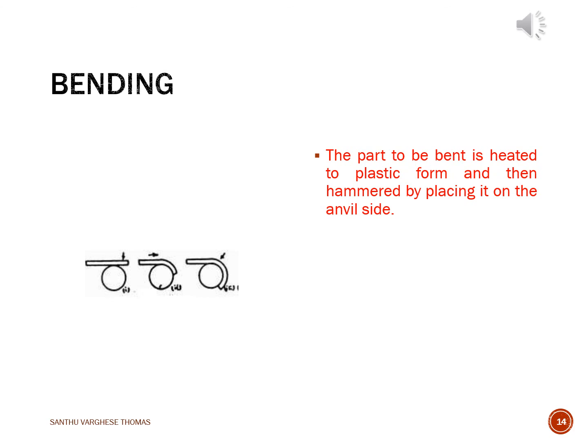Next is bending operation. The part to be bent is heated to plastic form and then hammered by placing it on the anvil side. In the figure, we can see the stock is heated and kept on the anvil and applied the force, and the bending process happens. By moving forward, more bending can happen on the stock workpiece.